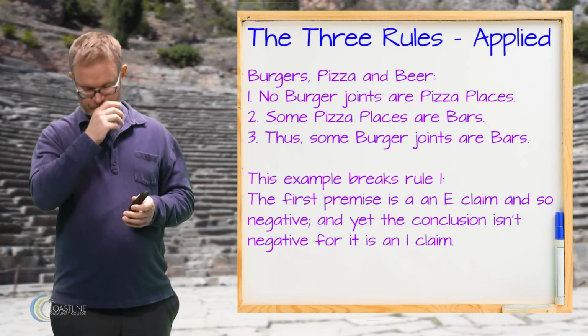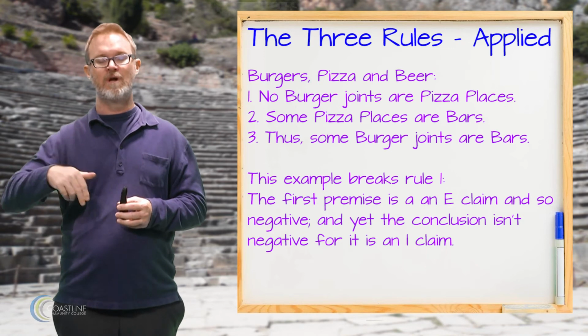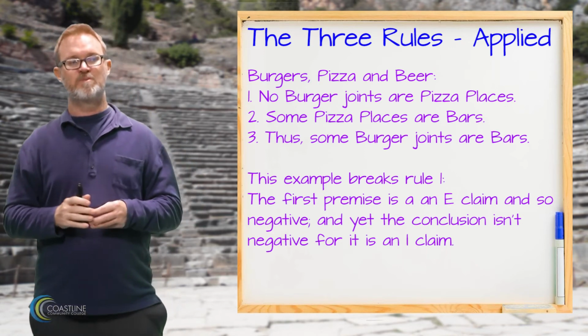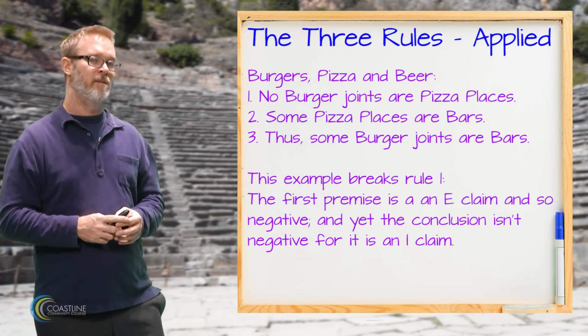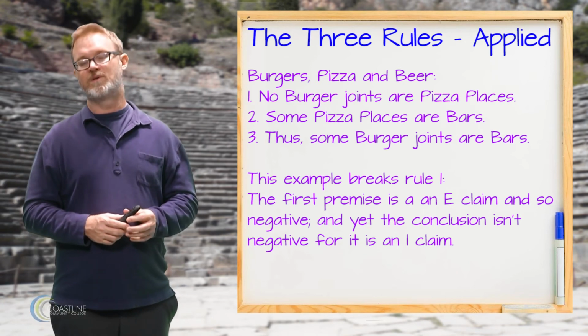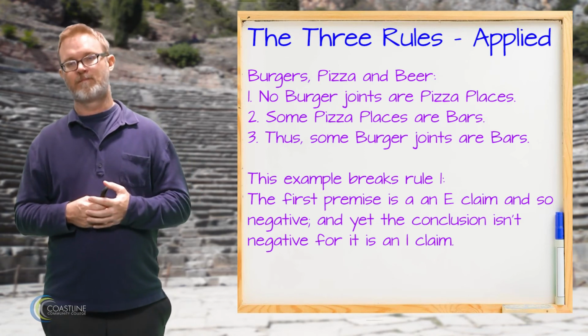Rule 3 says that any term distributed in the conclusion must also be distributed in the premises. But you'll notice here something interesting about the conclusion. The conclusion is an I claim, right? Some burger joints are bars. But I claims don't distribute either term, right?